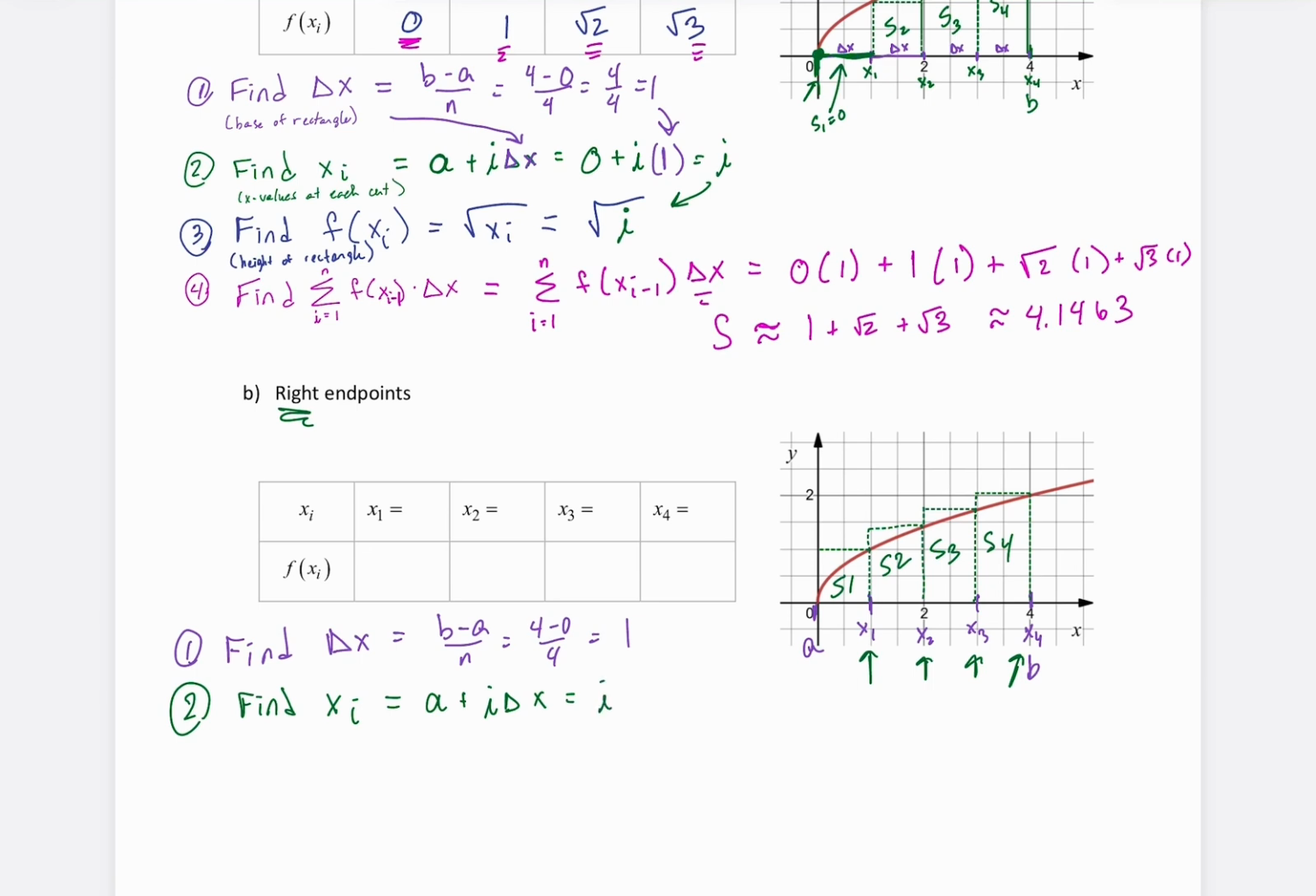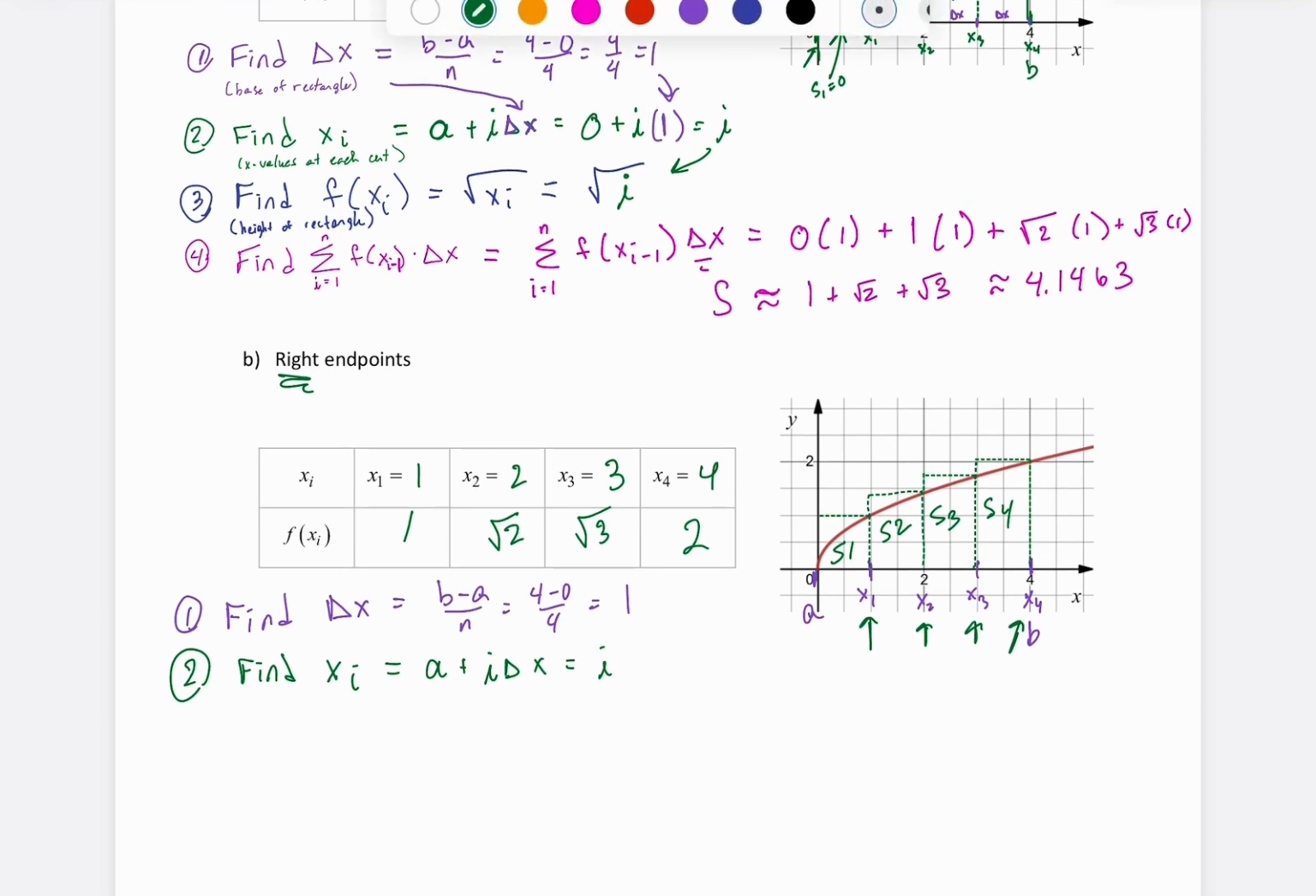We got i for the x. So the x is 1, 2, 3, and 4. Those are our x values. And then to evaluate the function at those 4 points, we get square root of 1, which is 1, square root of 2, square root of 3, and square root of 4, which is 2. Bringing us to step 3.